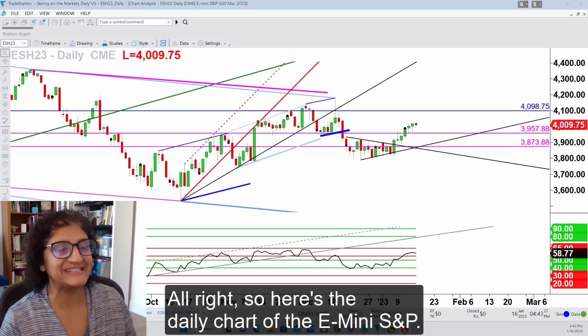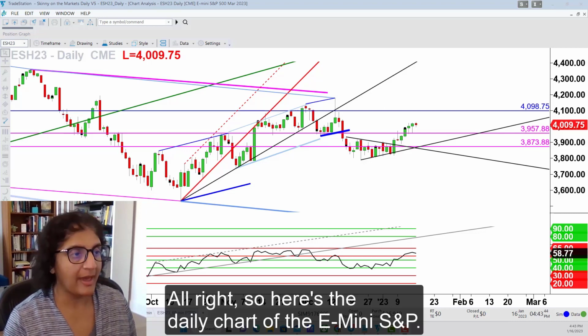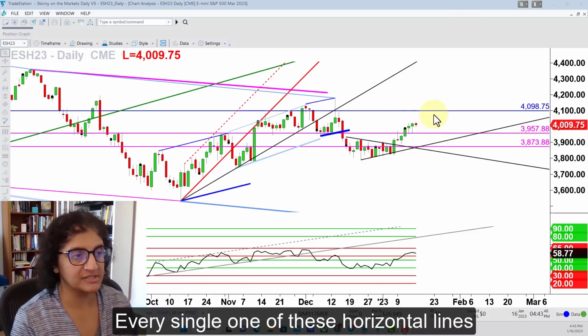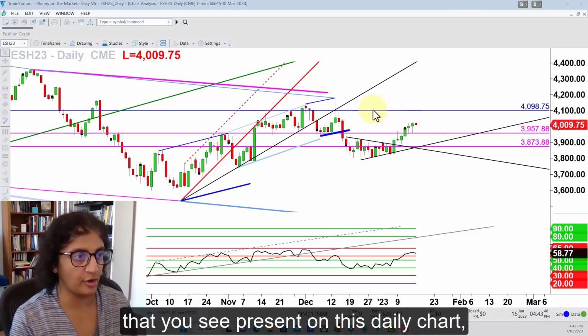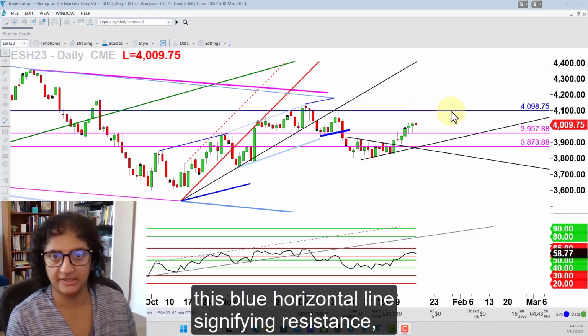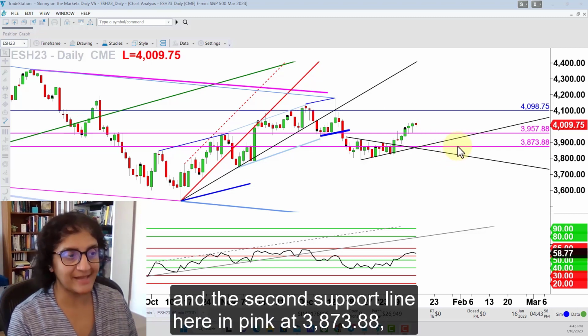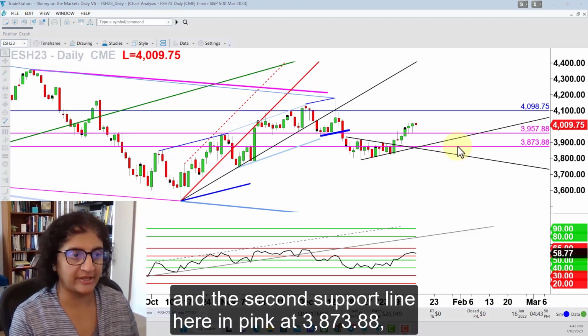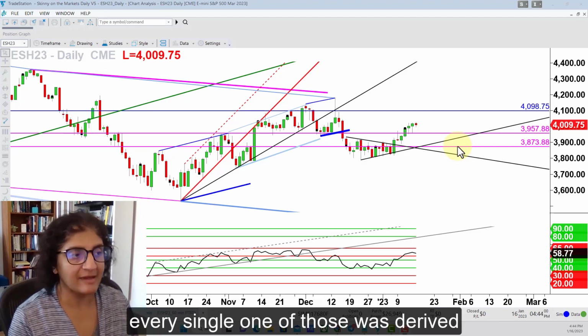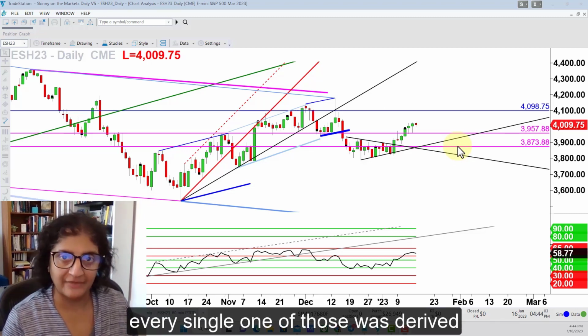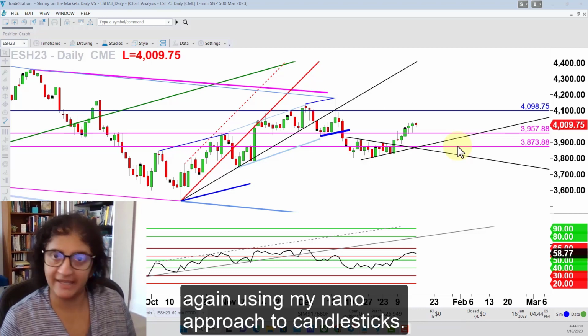All right, so here's the daily chart of the E-mini S&P. Every single one of these horizontal lines you see on this daily chart, this blue horizontal line signifying resistance, this pink horizontal line here at 3957.88 for support, and a second support line here in pink at 3873.88, every single one of those was derived again using my nano approach to candlesticks.